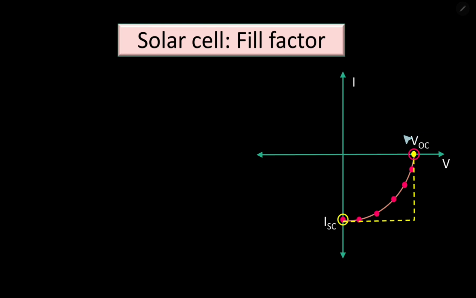So the maximum power which should be obtained from the solar cell is equal to VOC times ISC, that is nothing but this rectangular area, right? But we have obtained the VI characteristics as this one. So the actual power obtained from the solar cell is not the value we are supposed to get by using theoretical calculations. So the fill factor gives us that ratio.